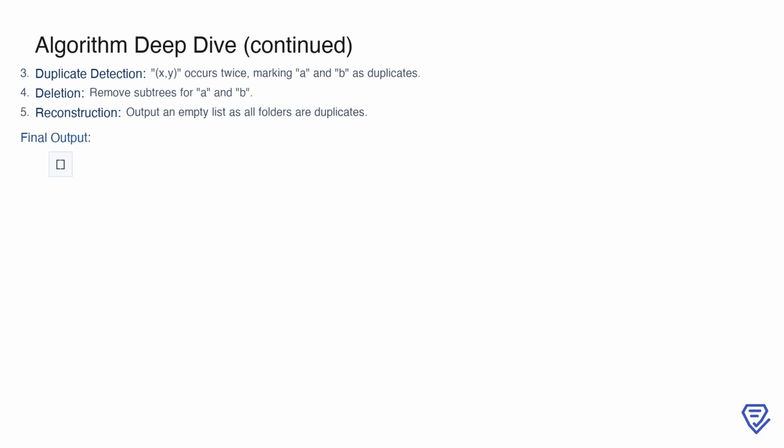Upon examining the hash map, we find that the serialization XY occurs twice, indicating that the subtrees rooted at A and B are duplicates. To address this, we delete these subtrees from the tree. Once the duplicate folders are removed, the tree is effectively empty, as all folders in the input were duplicates. Finally, we reconstruct the output by performing a pre-order traversal of the updated tree. Since the tree is empty, the resulting output is an empty list. This demonstrates how the algorithm successfully identifies and removes duplicate folders, leaving only unique folder structures in the output.